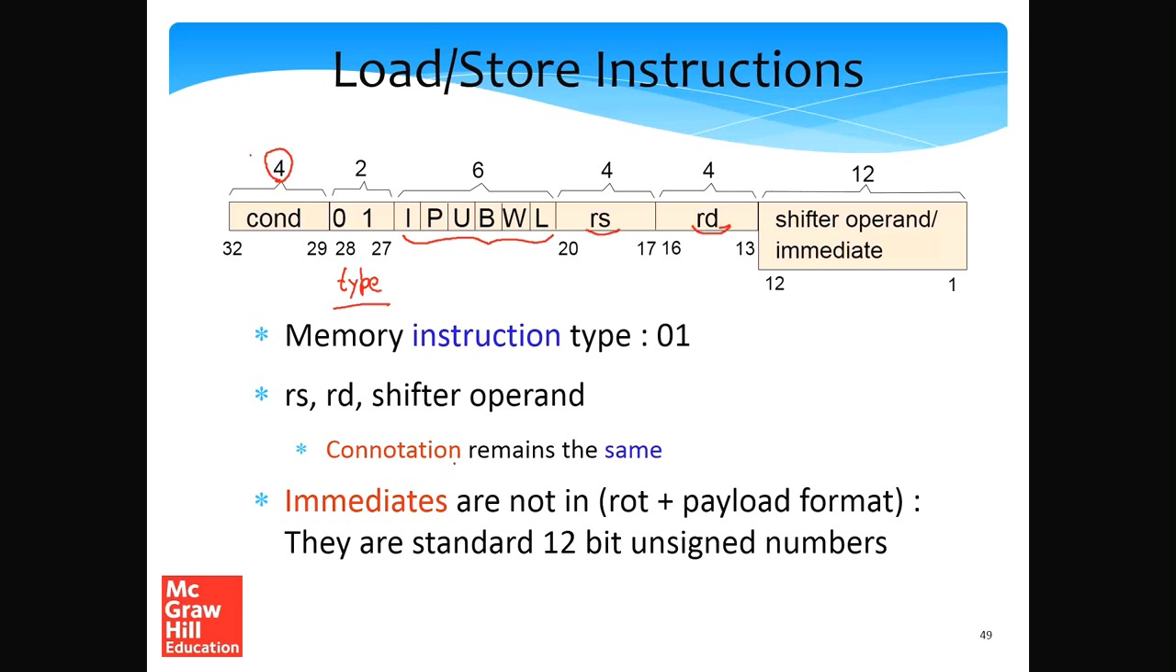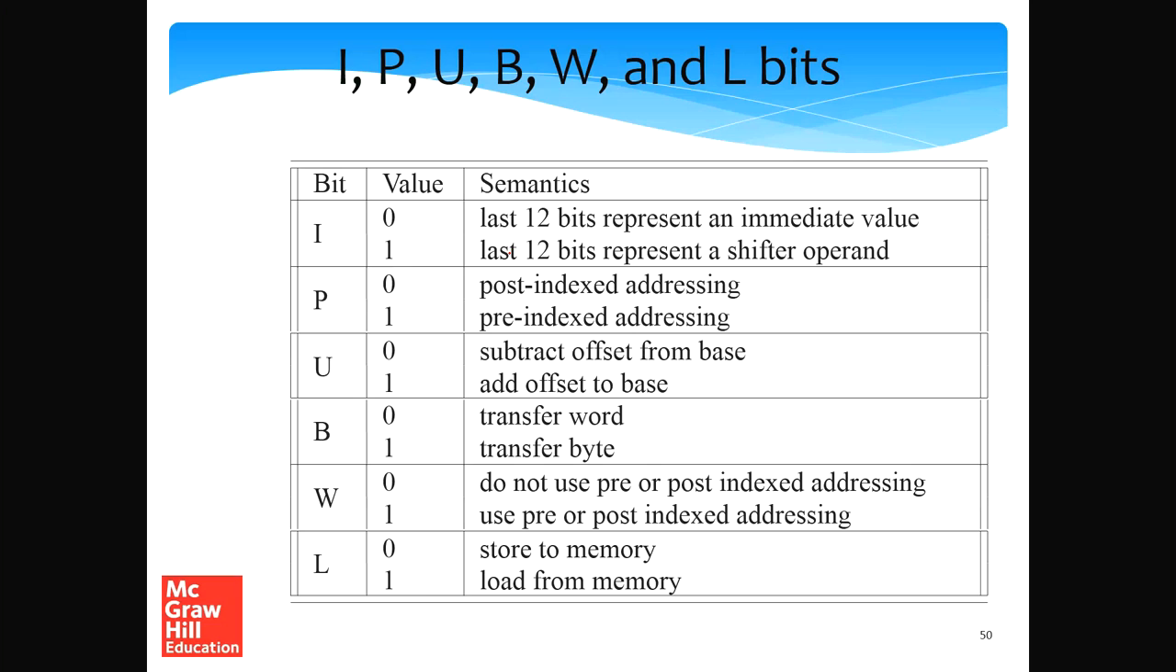So what we need to discuss now is the connotation of these fields I, P, U, B, W, L. The I bit, if it is 0, says that the last 12 bits represent an immediate value, a fixed offset from the base register. And if it is 1, it says that the last 12 bits represent a shifter operand. So the connotation of the I bit can slightly change. In one case, if I is 1, it represents an immediate, but that is the connotation in this case.